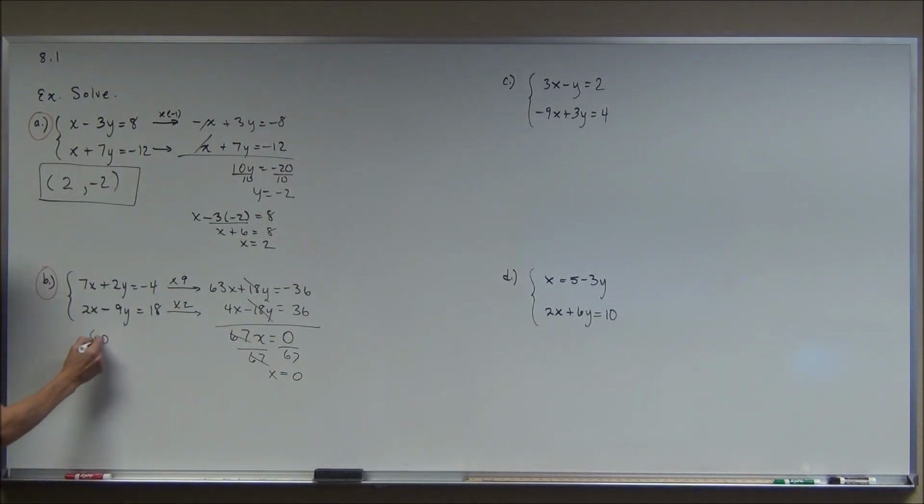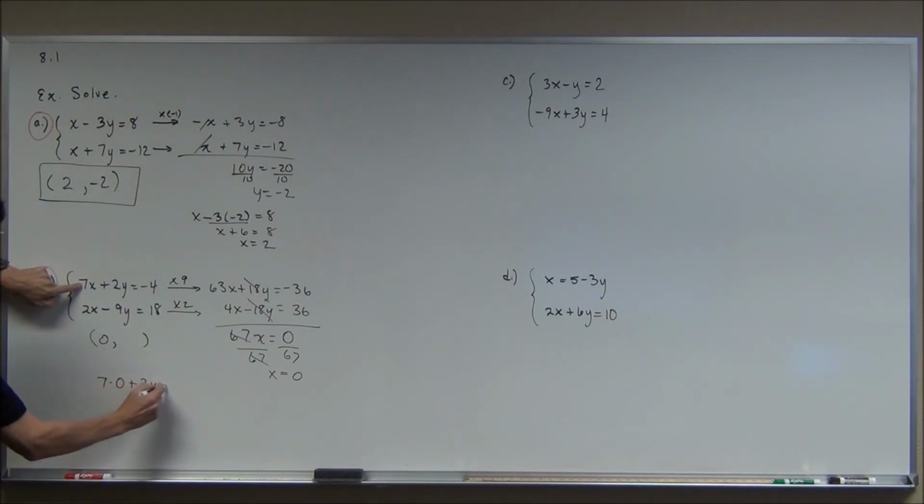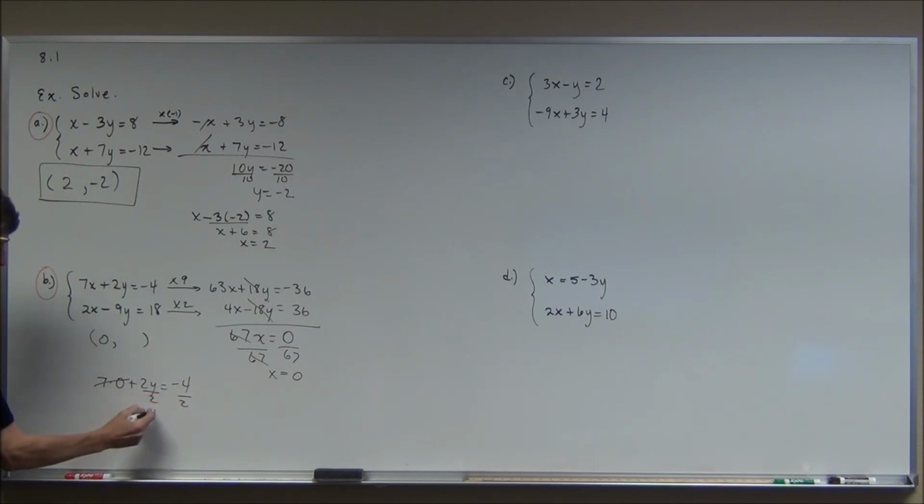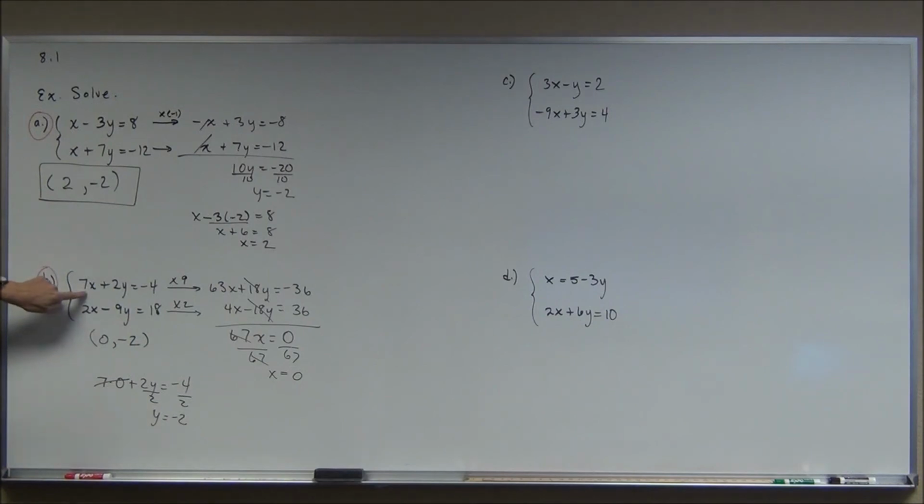My x value is 0. I'm going to plug in here into either equation and find the y value that goes with it. I'll just take the top equation here. 7 times 0 plus 2 times y is equal to -4. So divide by 2, I have y as -2. Let me kind of check here. 0 and a -4, yep. 0 and a positive 18, that looks good.